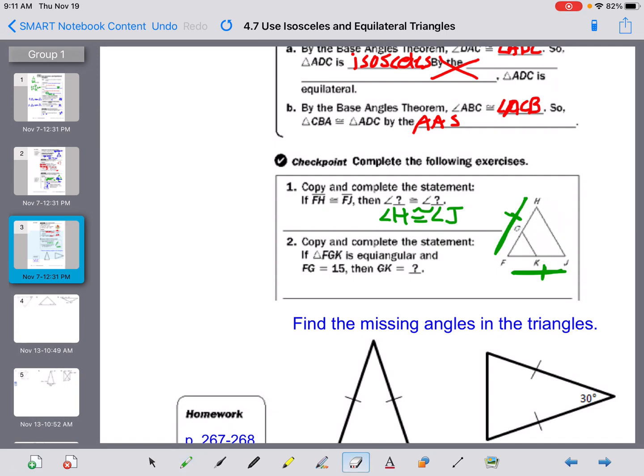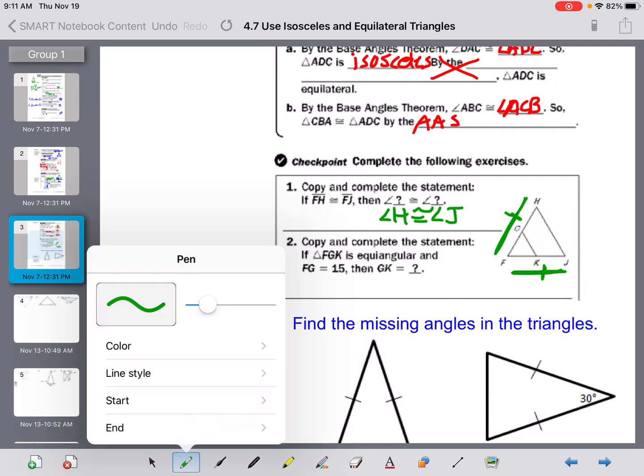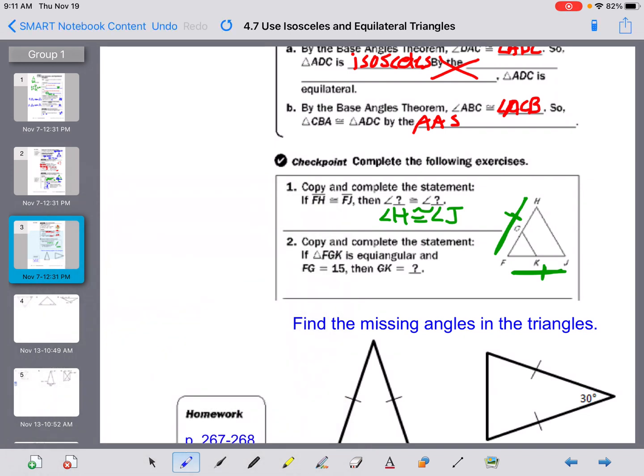Let me get rid of some confusion in there. On 2, looking at FGK, this little triangle right here. It says F, and it's equiangular, so I can mark all my angles. It says FG is 15. What is GK right there? Well, if it's equiangular, it's also equilateral. So that means GK will be the same thing as FG, so it will be 15. Okay.